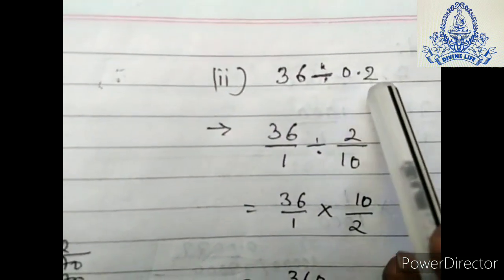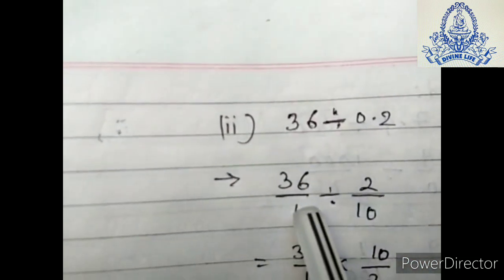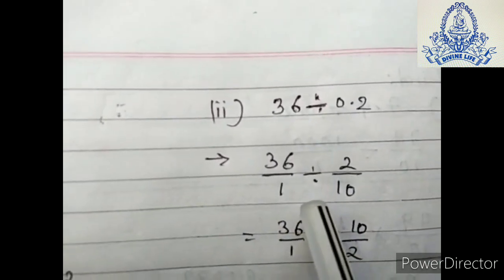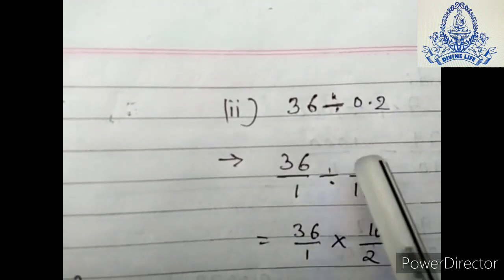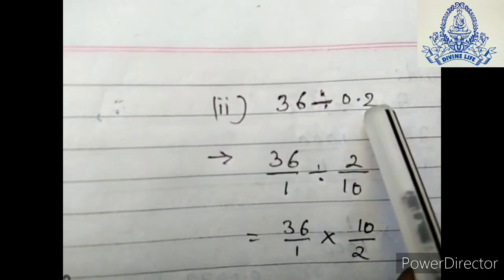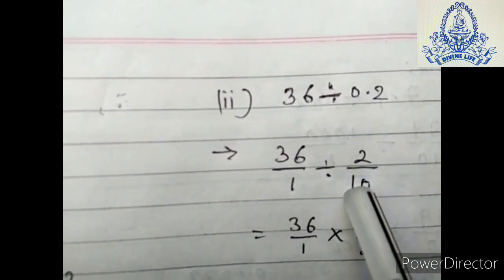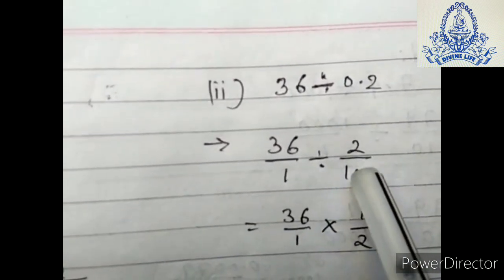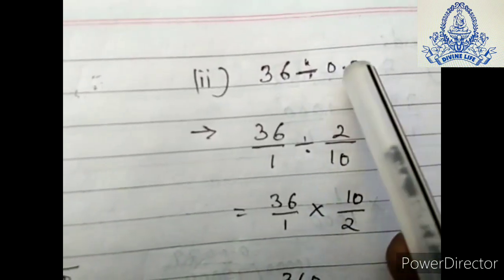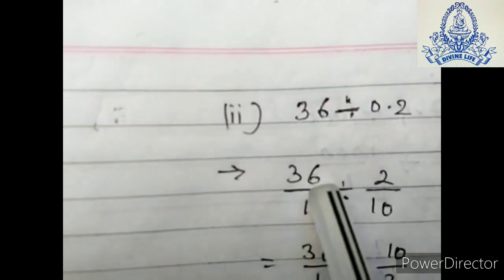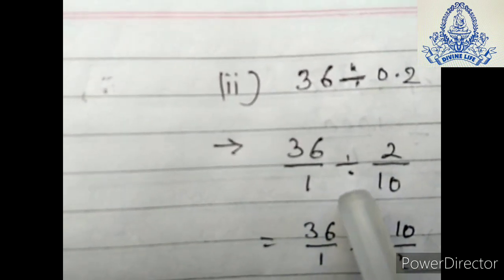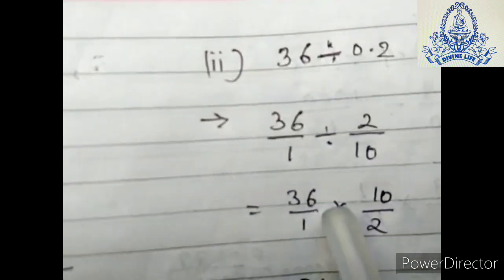36 divided by 0.2. 36 upon 1 we will take, as the denominator is not there, we have to take 1 as a rule, as we have already discussed before. For 0.2, we will take only 2, and after the decimal point only one digit is there, so 2 upon 10 we will take. 0.2 will become 2 upon 10 after removing the decimal point. Now the next step, making a fraction. After the fraction, the next step is converting a division into a multiplication.